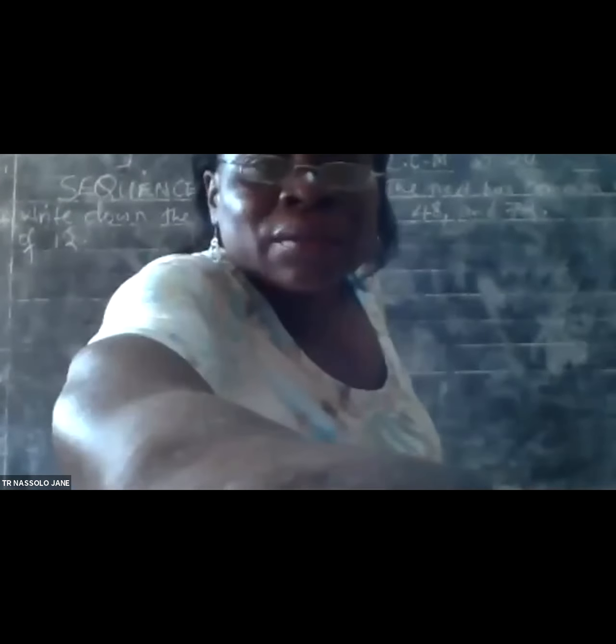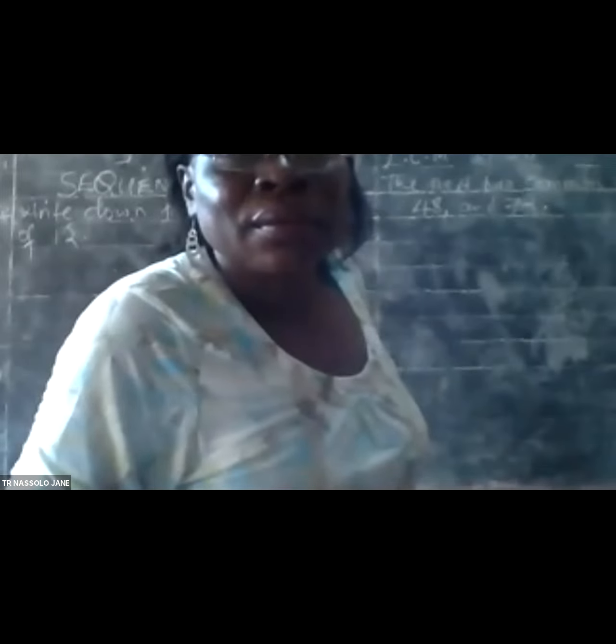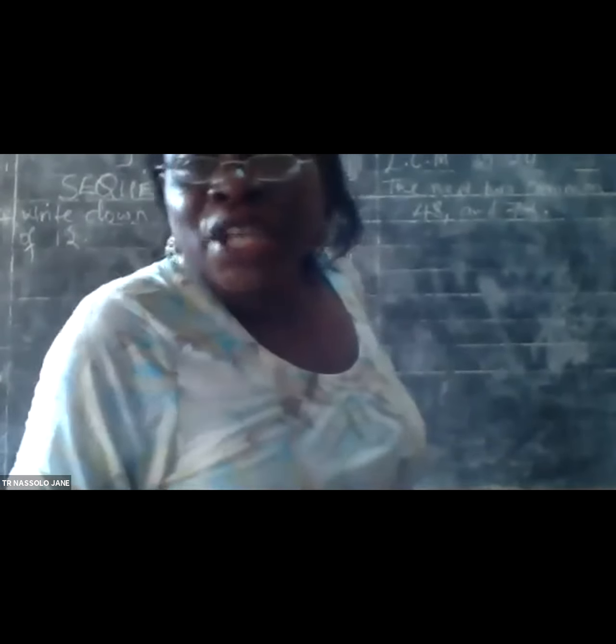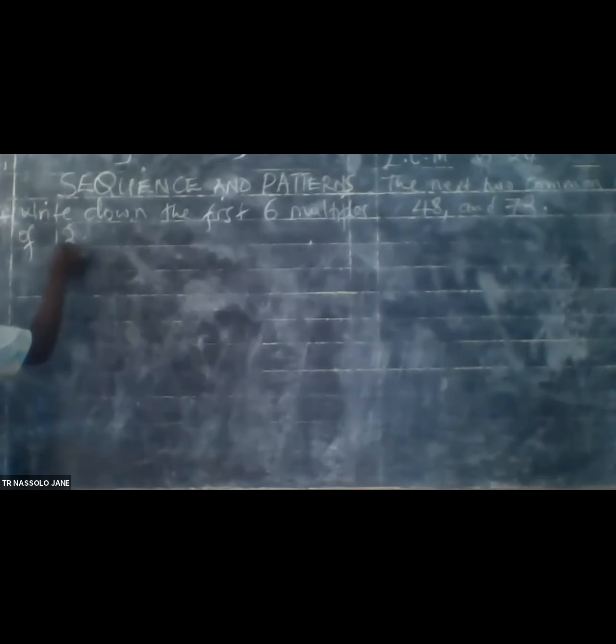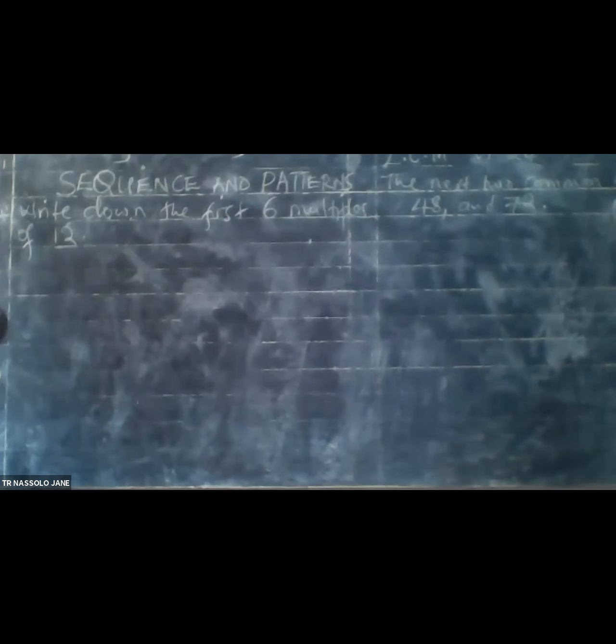The first one is 12, then 24. Can we get someone to give us the first 6 multiples of 12? A number is a multiple of itself. Therefore, the first one is always the number.